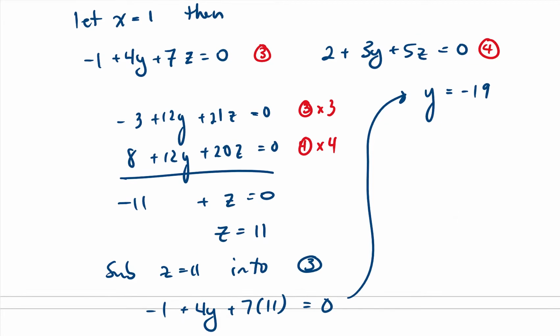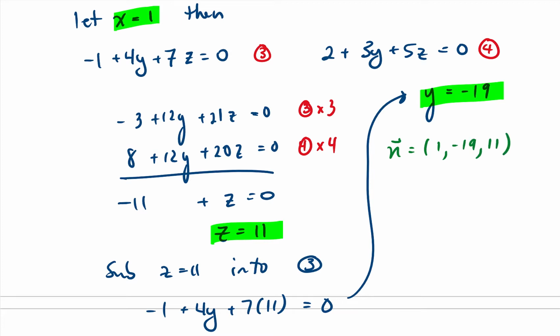And you see, once you're complete, you end up with x equals 1, z equals 11, and y equals negative 19. So this tells us that the vector that's perpendicular to both a and b, vector n, is equal to 1, negative 19, and 11. And again, there are infinite answers to this. This is one of the possible solutions.